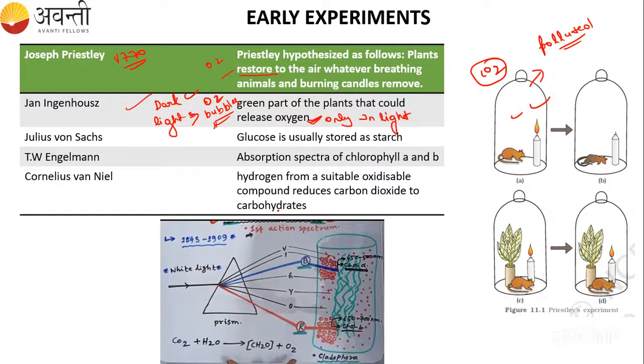Then coming to Julius von Sachs, he found that in the plant there are green parts, the leaves. In the green leaves, there is a chloroplast. In the chloroplast, photosynthesis takes place, where it synthesizes glucose. Glucose is stored as starch. Remember, the scientist's name is Julius von Sachs.